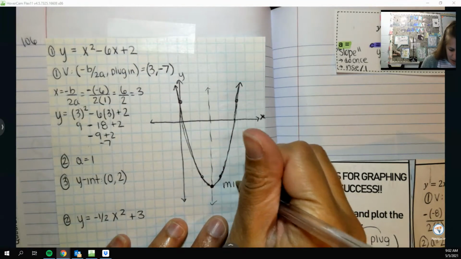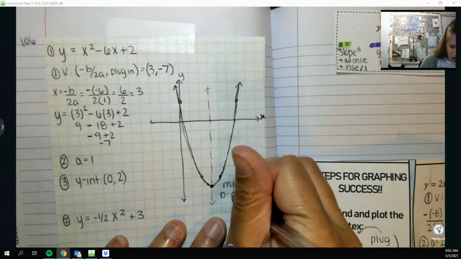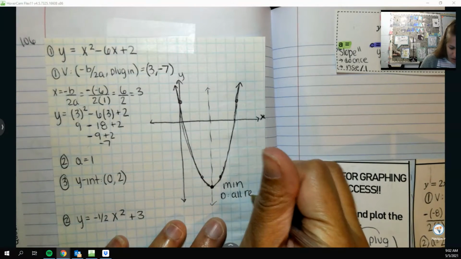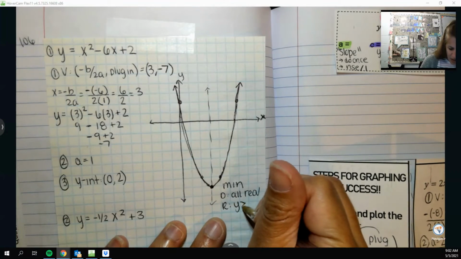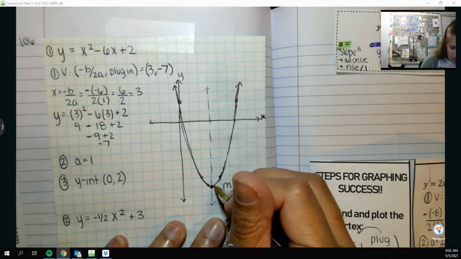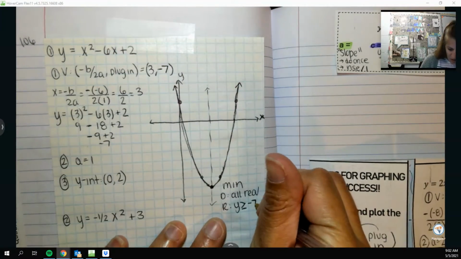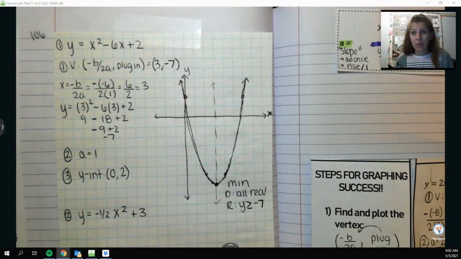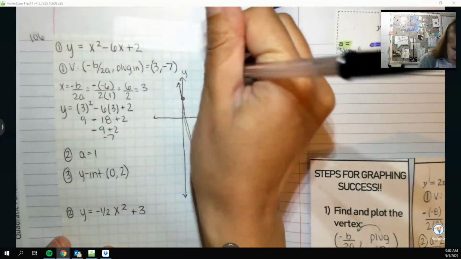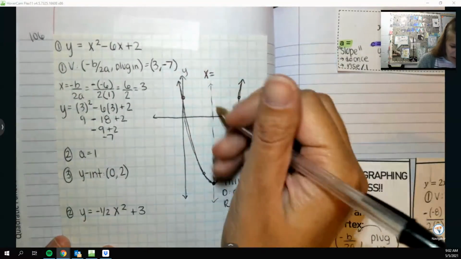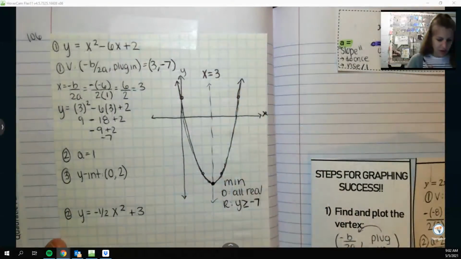We have a minimum because it's the bottom. We can also talk about the domain, which is always all real. And then the range, because this graph is going up, is greater than or equal to this lowest point, which happened at negative 7. So just a little fun flashback to our parabola fun facts. Also, our axis of symmetry has an equation of x equals 3, because that's the x value that this is going through.